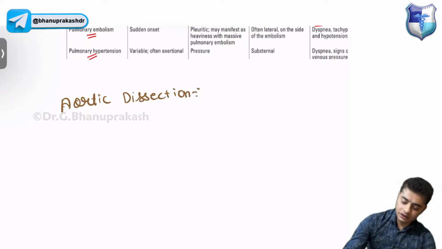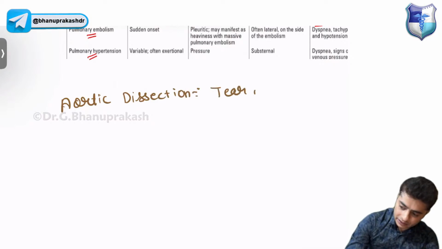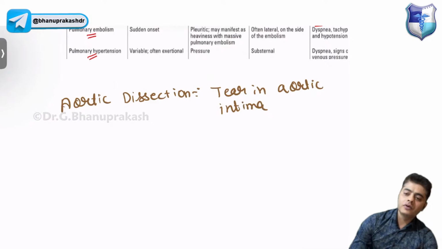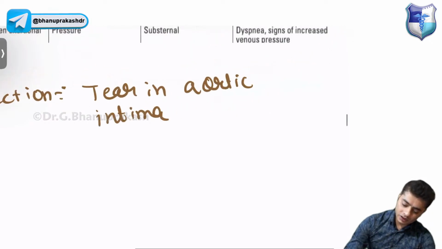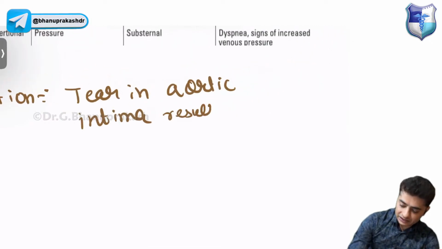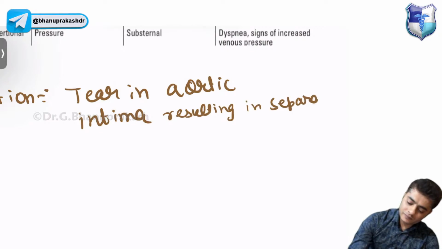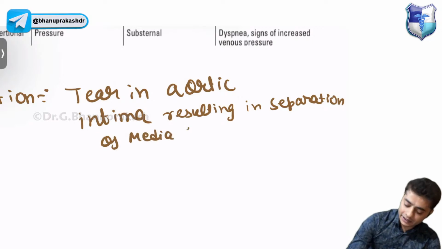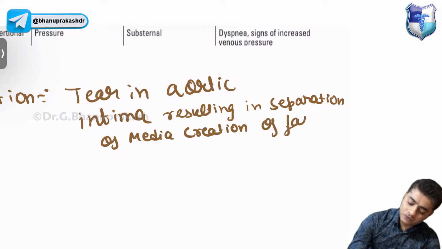So, in aortic dissection, there is a tear in the aortic intima, which results in separation of the media and leads to the creation of a false lumen.